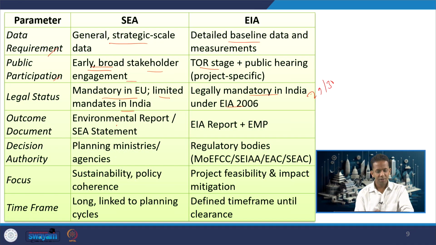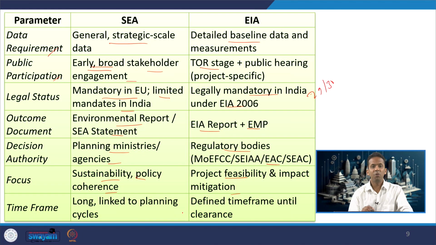Outcome document: it is an environmental report or SEA statement. For EIA it is the EIA report or environmental management plan. Decision authority can be planning ministries or agencies, whereas in EIA it is the environment associated regulatory bodies like Ministry of Environment, Forest and Climate Change. This is for the case of India, right. Then it is the state level impact assessment agency. Focus: sustainability and policy coherence, whereas for EIA the focus is project feasibility and impact mitigation.